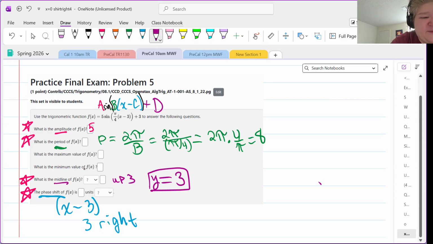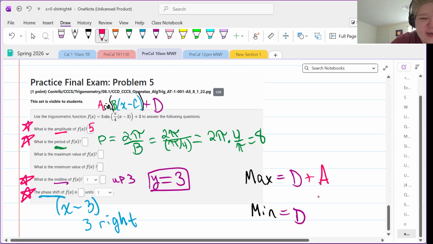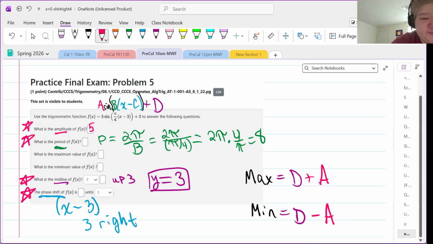Now, our max and our min value come from a combination of the midline and the amplitude. So we take our midline value and then we add or subtract the amplitude number. So in this case, that'll be 3 plus 5, so 8, and 3 minus 5, which is negative 2.